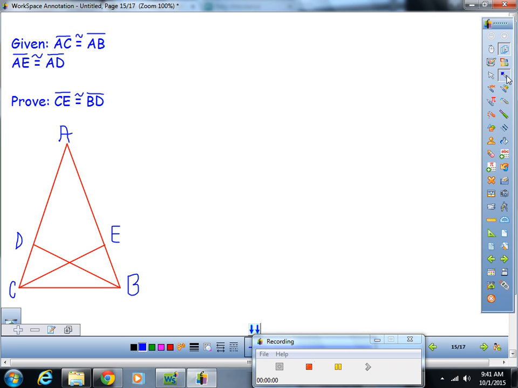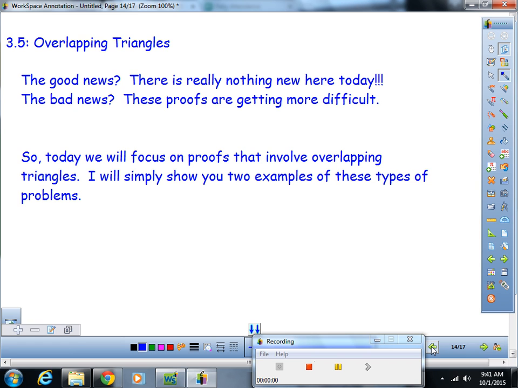Okay, we are in 3-5, overlapping triangles. The good news is there's nothing new to learn here, but the bad news is that the proofs get harder. So you're going to have to spend some time on these, and I'll try to give you as much support as you can. Hopefully you're up for the challenge because that's what you signed up for, and it's good for you.